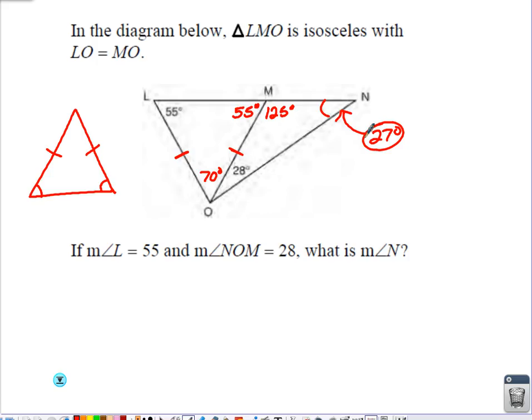The other way you could have worked it, and that's where I was fixing to go: don't forget about your big triangle. The big triangle has corners of 55, 98, and your unknown. So you could have done 55 plus 98, subtract that from 180. That would have also given you 26 degrees.